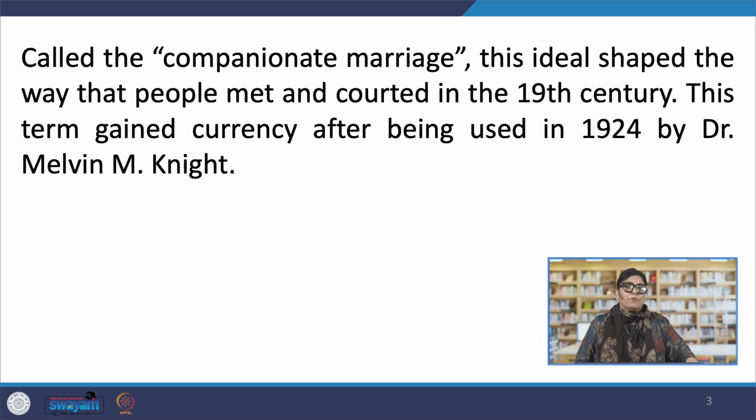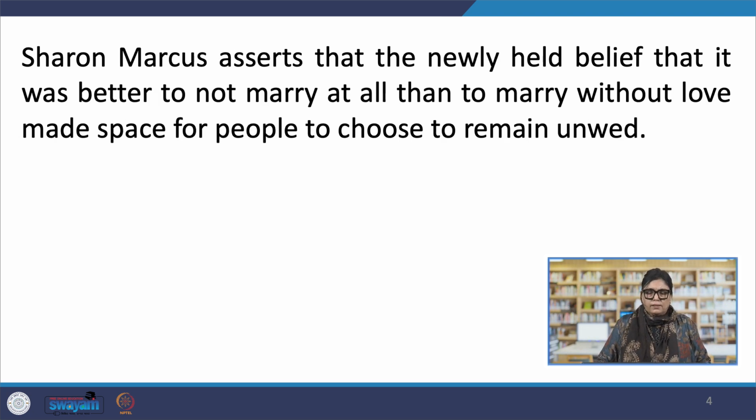This ideal of marriages based on love gave young people, especially women, a new level of agency in their choice of partners. The widespread ideal of the companionate marriage had consequences beyond heterosexual marriages as well. Sharon Marcus asserts that the newly held belief that it was better to not marry at all than to marry without love made a space for people to choose to remain unwed. Further, the evolution of marriage laws allowed a certain amount of flexibility that allowed female couples living together to use the language of marriage to describe their relationships as well.